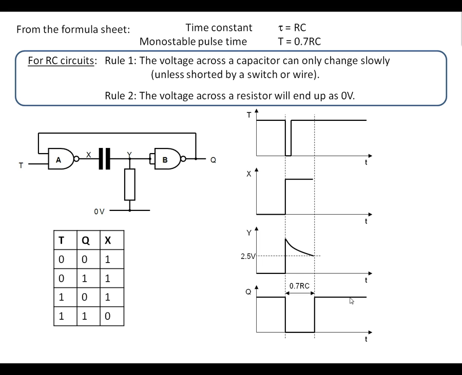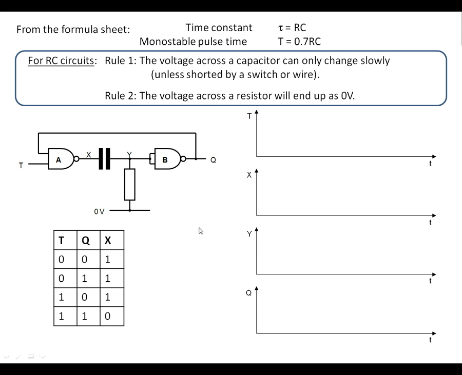So what's going to happen now? Q has gone high, T is high, and this means that X goes low when we look at the truth table. And X has suddenly dropped by 5 volts, which means that Y is going to drop by 5 volts, but there's a diode on the input of the logic gate, and that clamps that down to minus 0.7 volts.